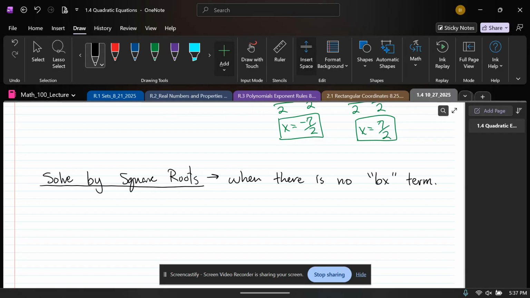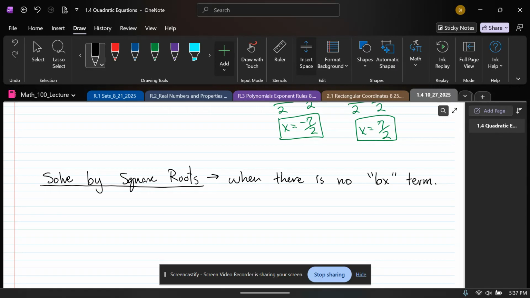Okay. If there's not a term that has the plain x in it, which those last few problems that we've done, the difference of squares problems, they didn't have a plain x in them. They had x squared, but they didn't have plain x in them. The square roots can be used to solve. So let's look at an example of that.